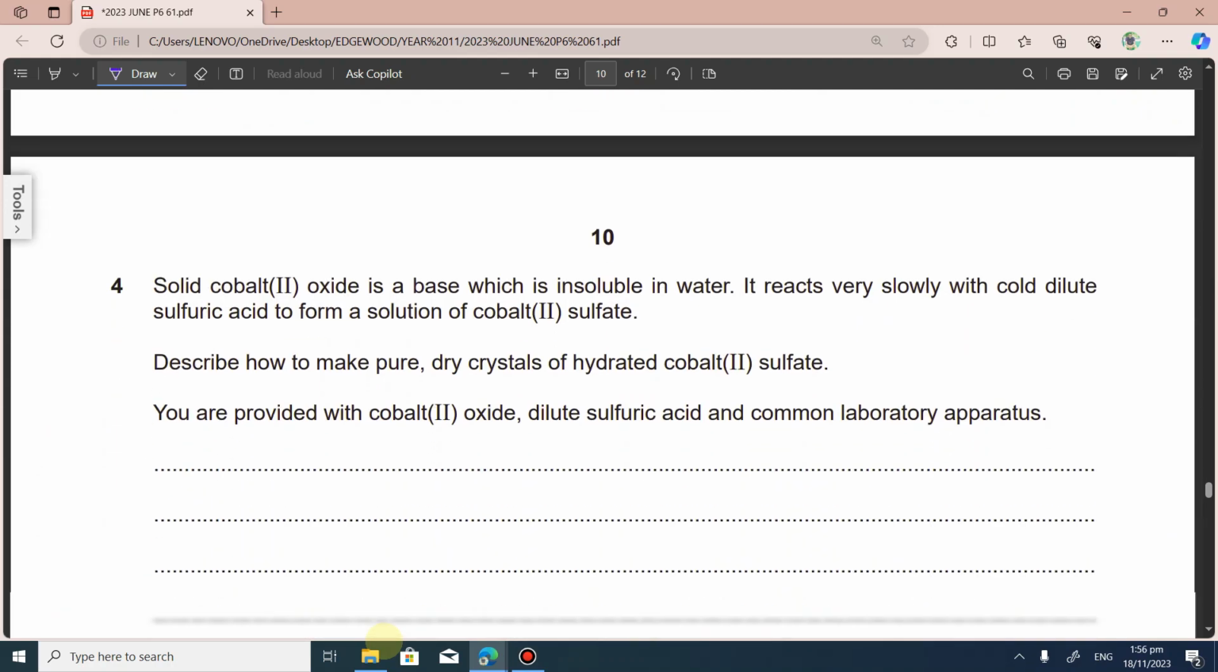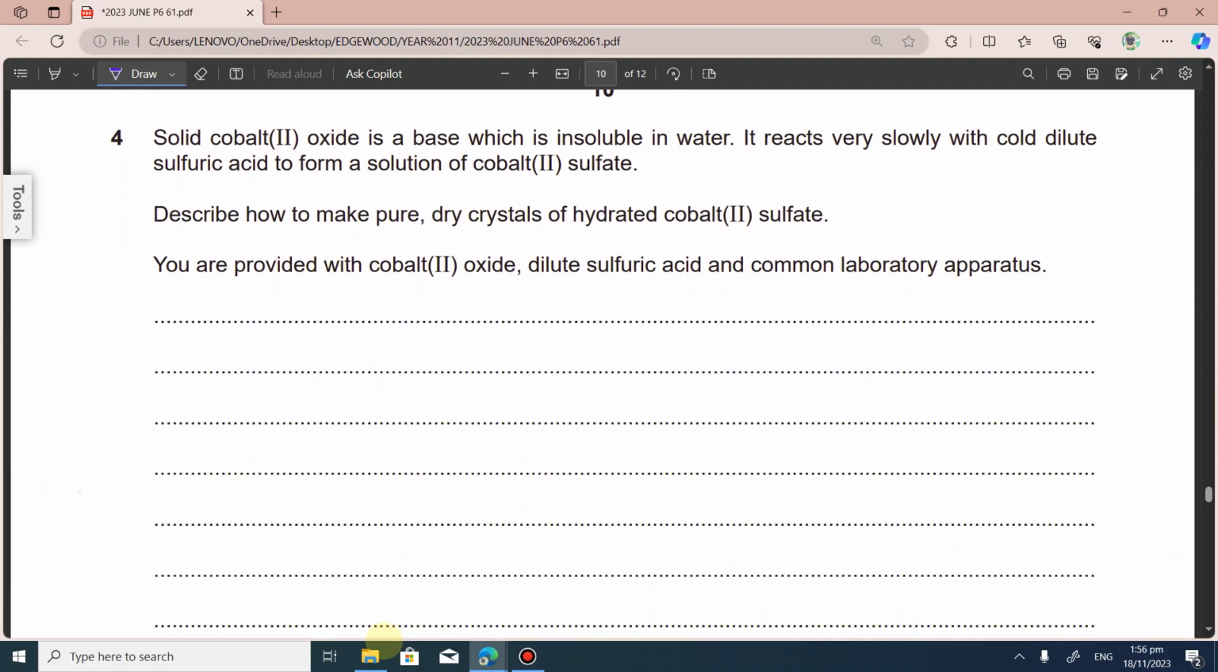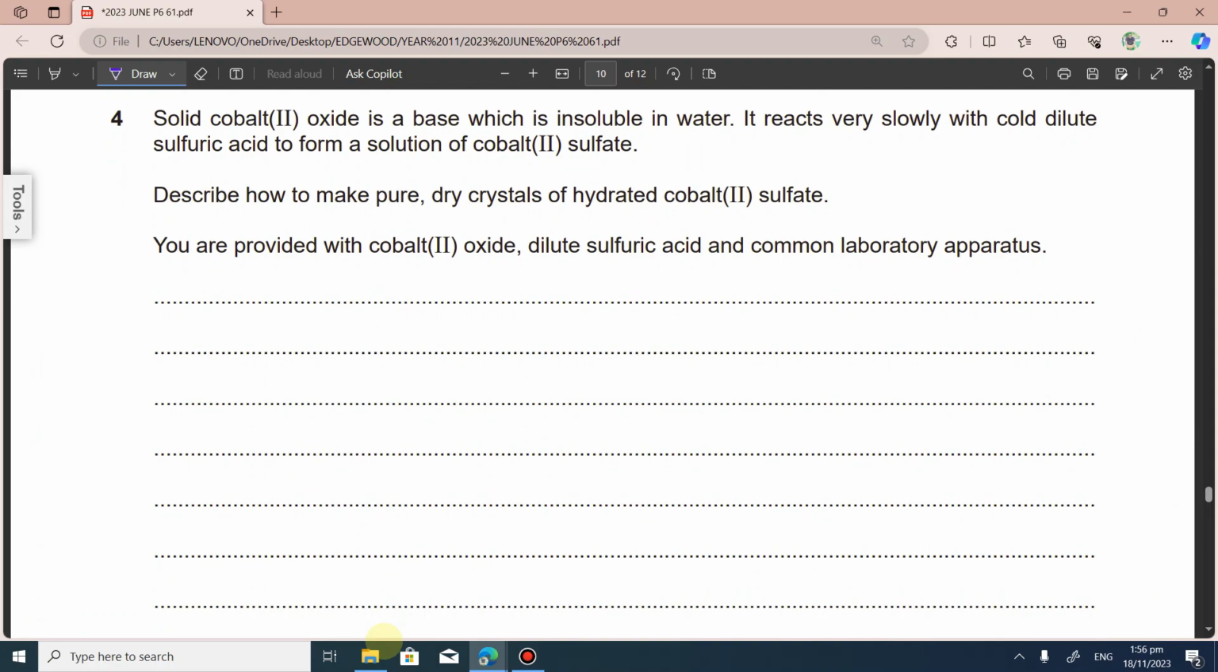I believe that's clear. So we have the last question. Solid cobalt(II) oxide is a base which is insoluble in water.